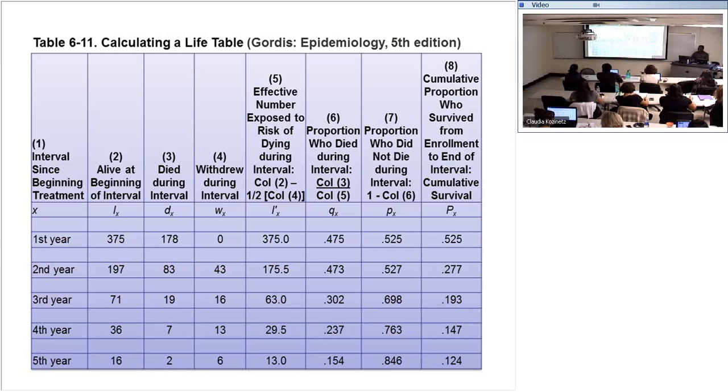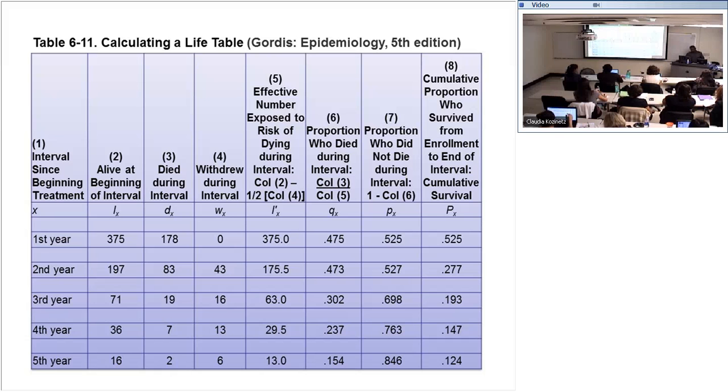So this is a typical example of a life table, and we will go through this one a bit slowly. Here, these are symbols. We have the first year, the number of people alive at the beginning, the number who died during the interval, and the number who withdrew or were lost to follow-up. Then the effective number exposed or at risk of dying, we'll talk about that. Then the proportion who died during the interval, then the proportion who did not die or who survived. And then we call it the cumulative survivor, those who have survived from the enrollment of the study up to now.